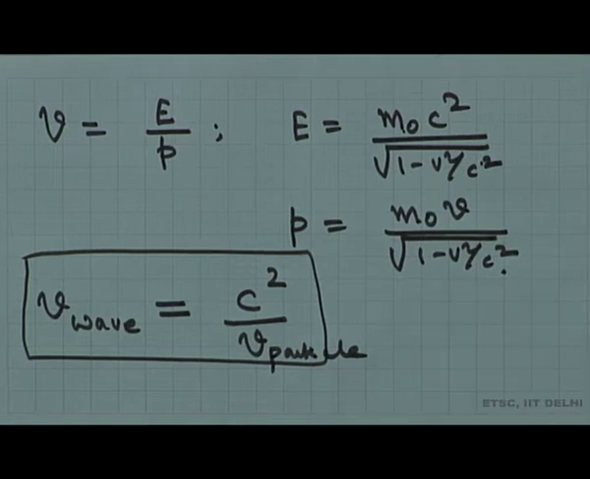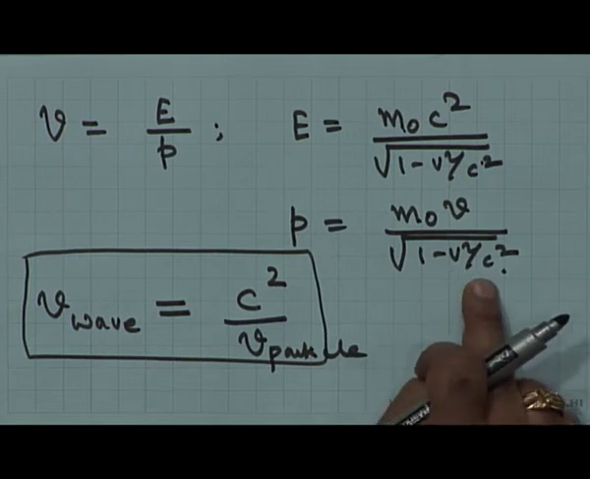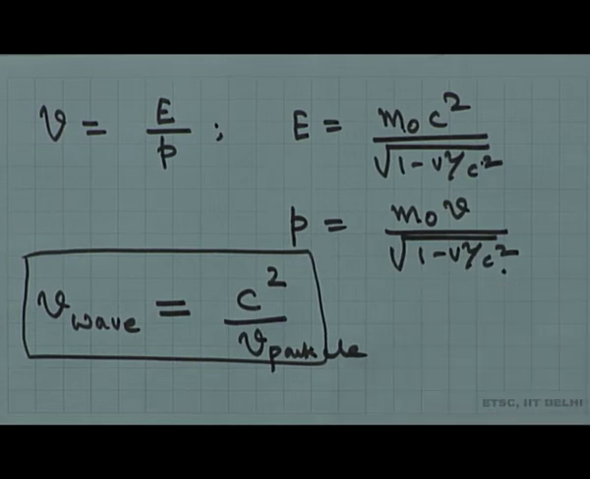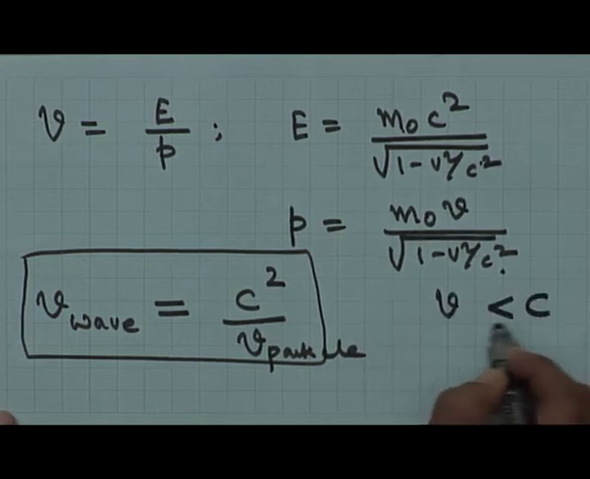If you look at the expression for this momentum, it goes to infinity when v goes to c, which means no material particle, no particle which has a rest mass can move with a speed equal to c, let alone with a speed greater than c. That is why we say speed of light is the maximum speed. Nobody can ever achieve that. No material particle can achieve that. So that means my v is always less than c.